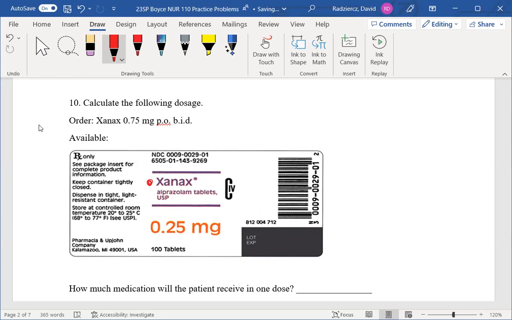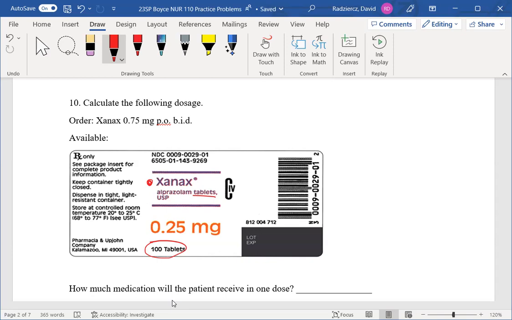All right. The other thing that's important when we're looking at these labels is you want to know what these are. It tells you it's a tablet, and it tells you that the whole bottle contains 100 tablets. It's important to know that, because I know at Boyce, they're not going to ask how many tablets would you give. They're going to say, how much medication will the patient receive in one dose? You need to know, is it tablets? Is it capsules? Is it milliliters? Whatever that happens to be, you need to know what that is. And hopefully I'll be able to help you with that if you struggle with that.